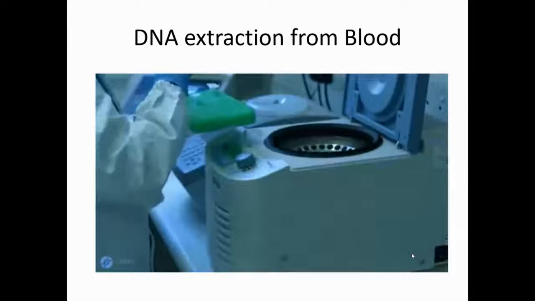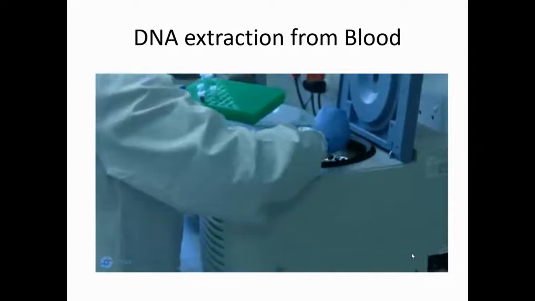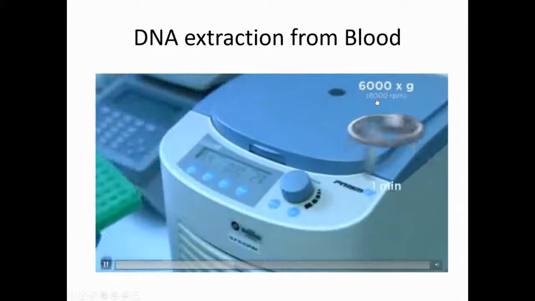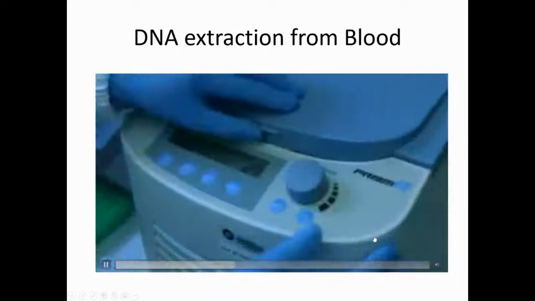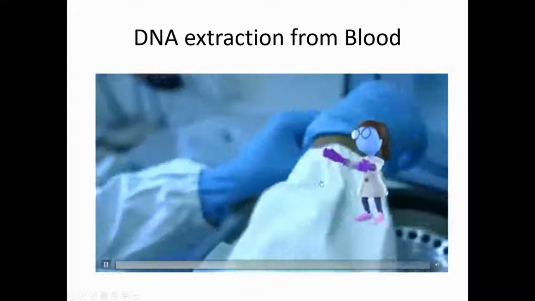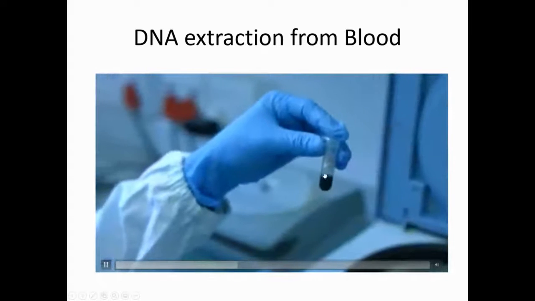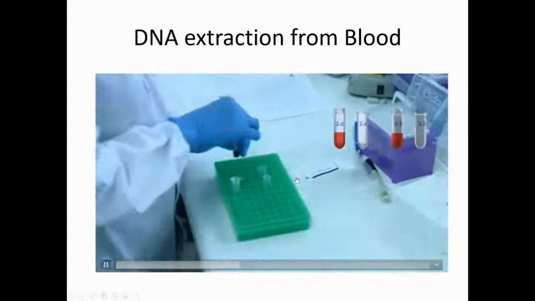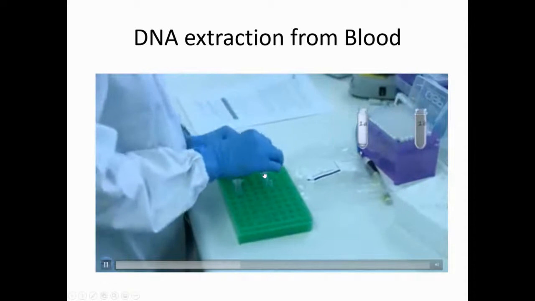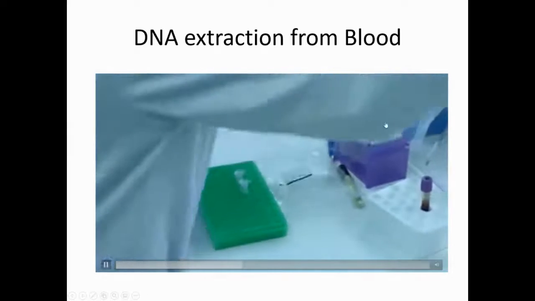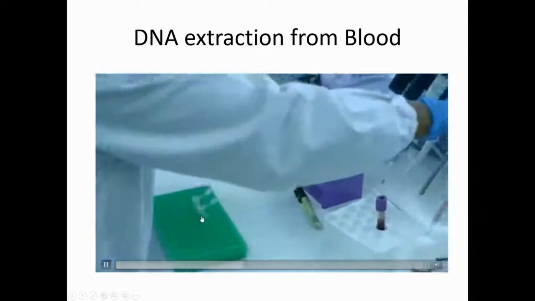Close the spin column and centrifuge at 6000 G, that's about 8000 RPM, for 1 minute. At the end of the centrifugation period, all the filtrate should be in the collection tube. Transfer the spin columns, which now contain the DNA, to clean collection tubes and discard the collection tubes containing the lysate. So discard those.